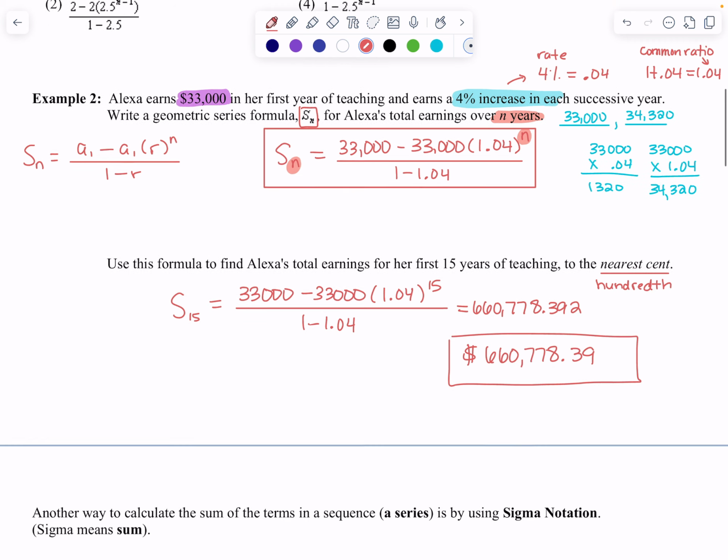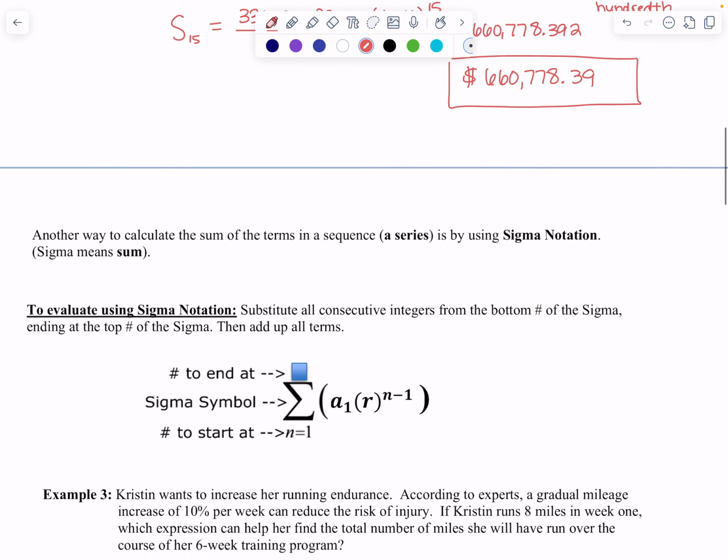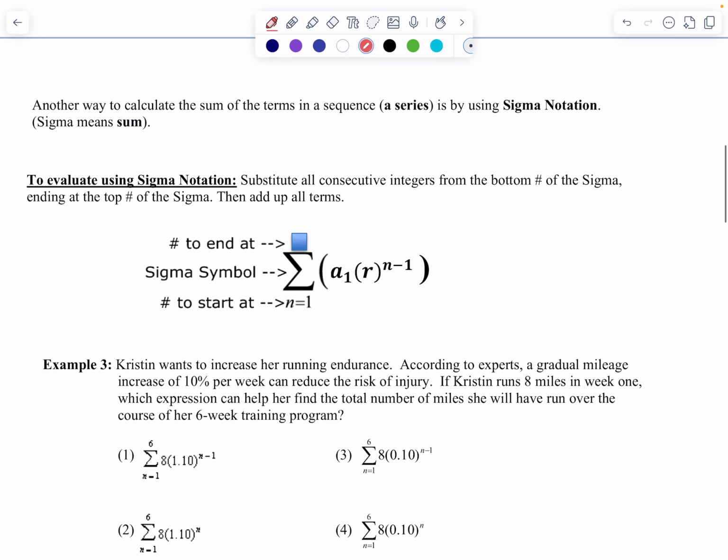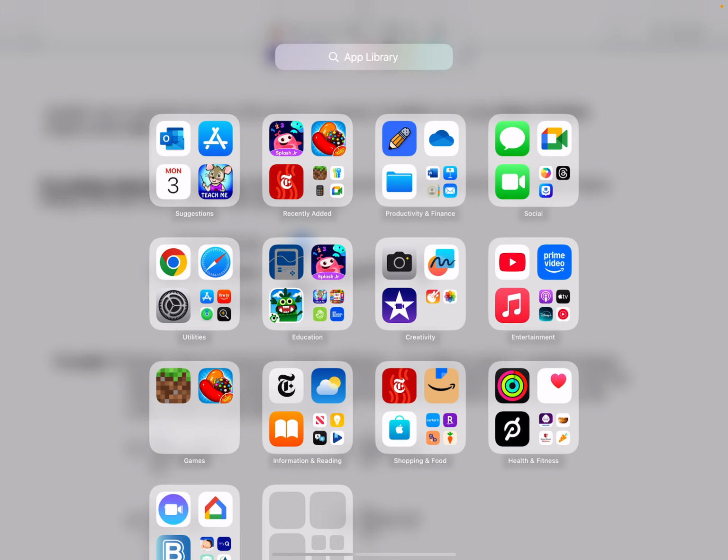Okay. And then I want to talk about here in this lesson another way that we can calculate the sum of the terms in any sequence, something called sigma notation. So sigma notation, the word sigma just means sum. And if we ever wanted to evaluate a sum using sigma, we first need to understand what this even is. So I'm just going to grab my calculator.